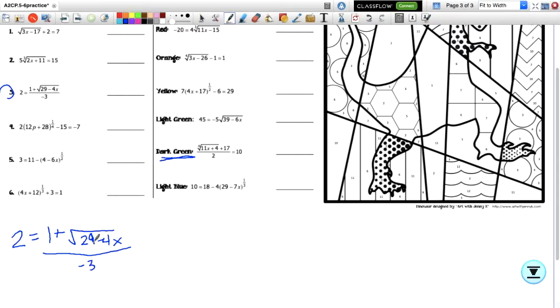Now, not just the root, not just the 1, right? It's not a little fraction. It is a huge rational expression over here, right? Everything is under negative 3. So what that means is I cannot move this 1 over.